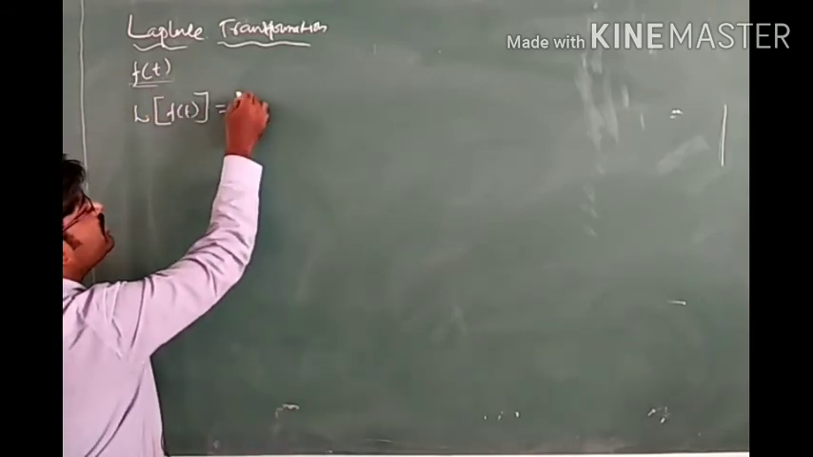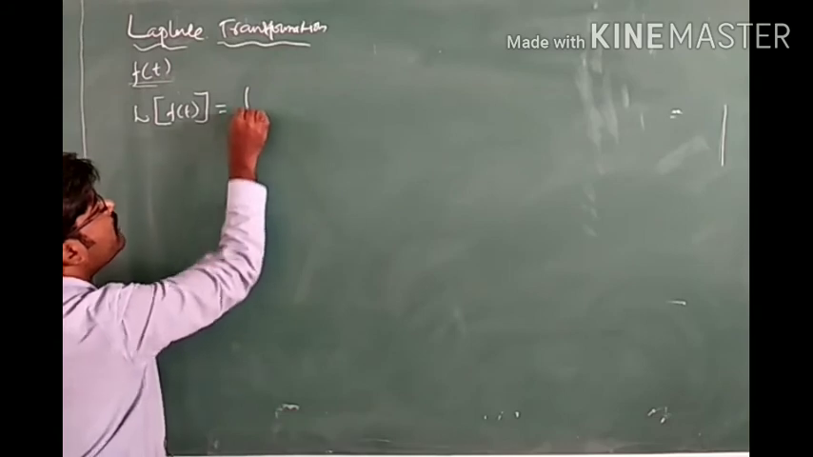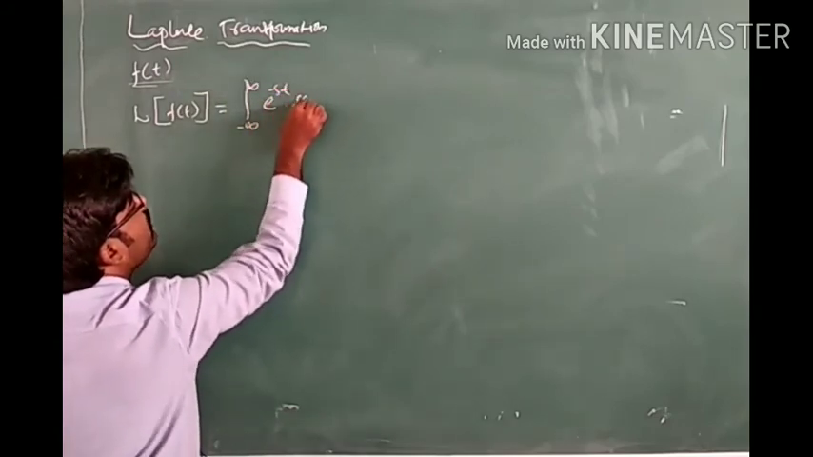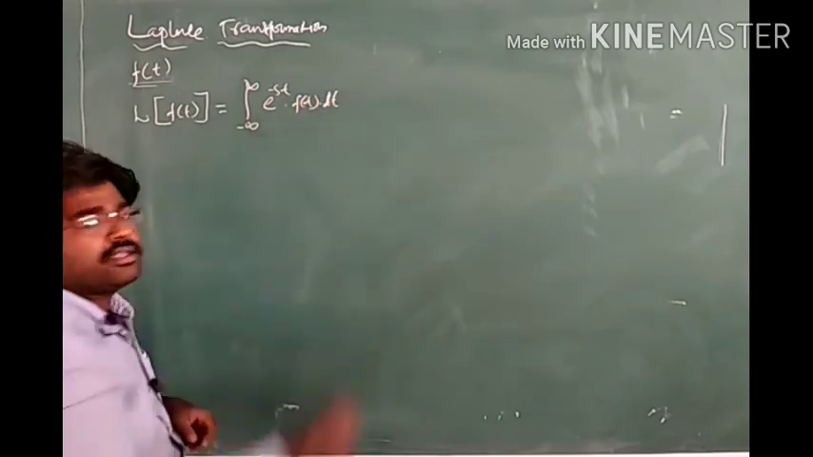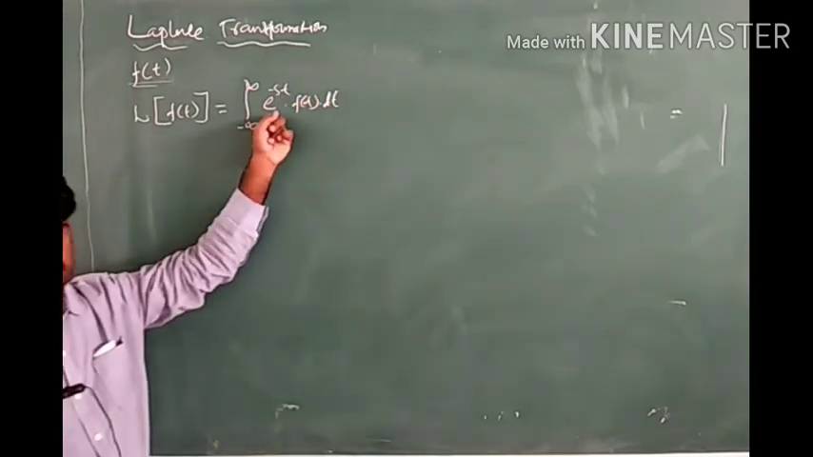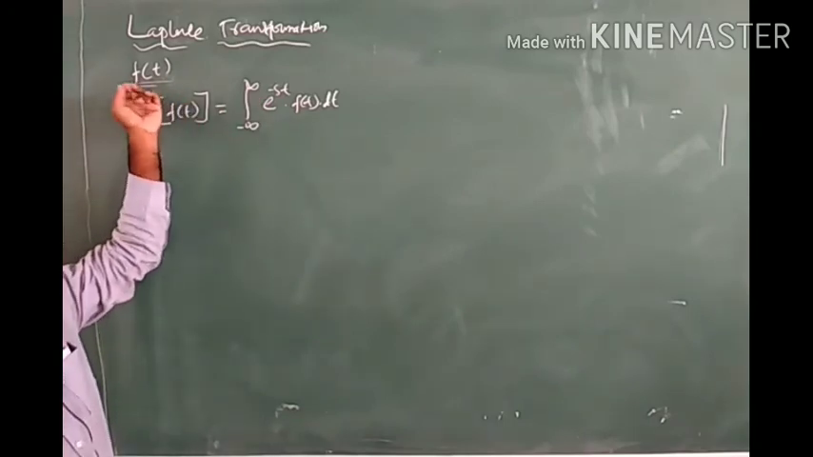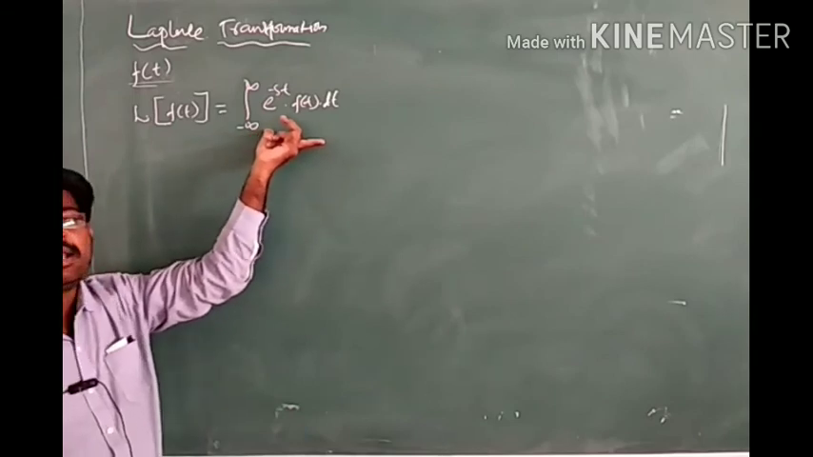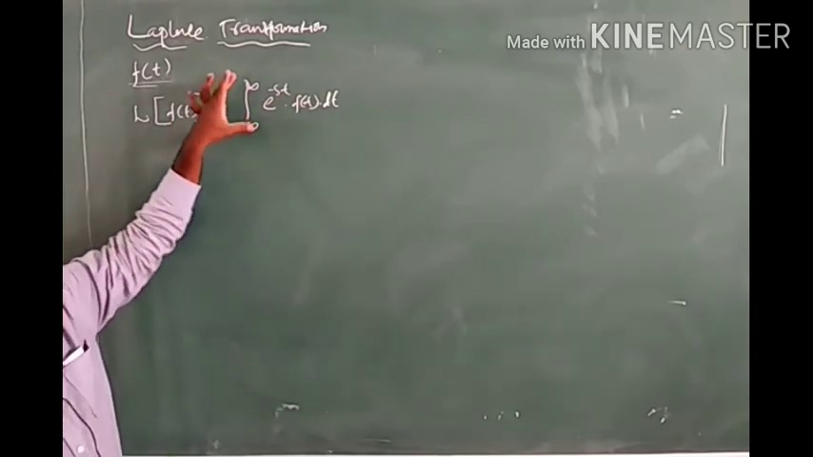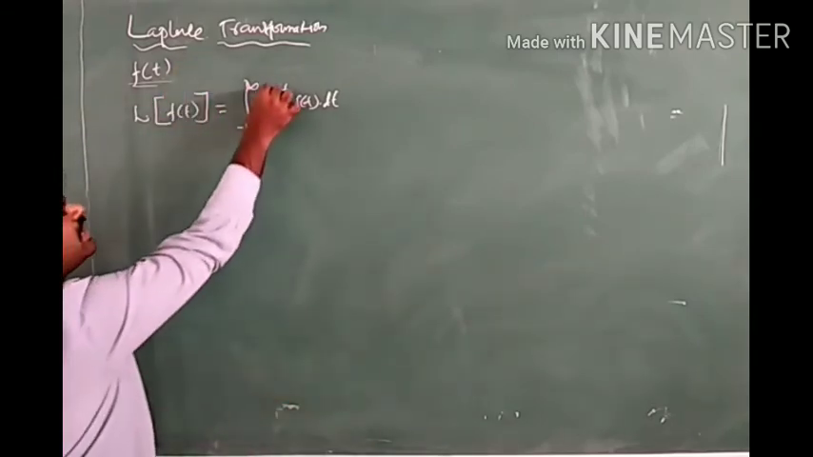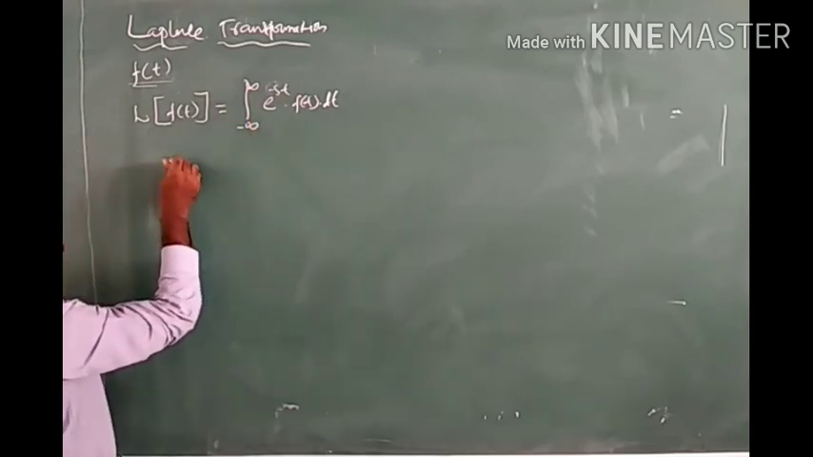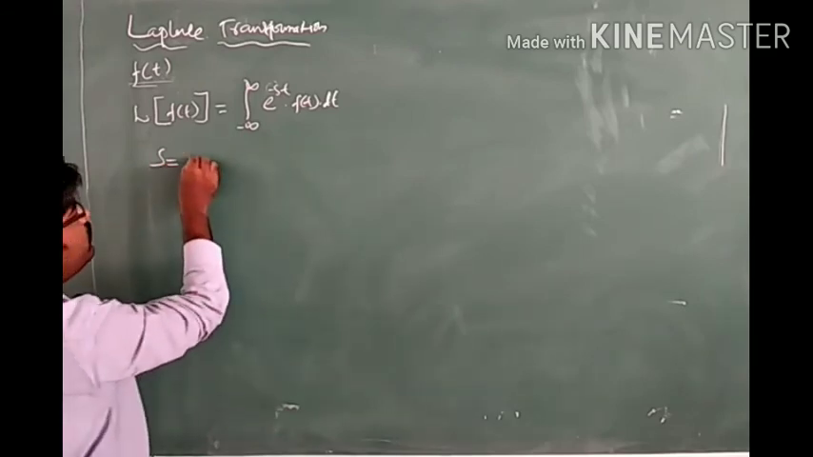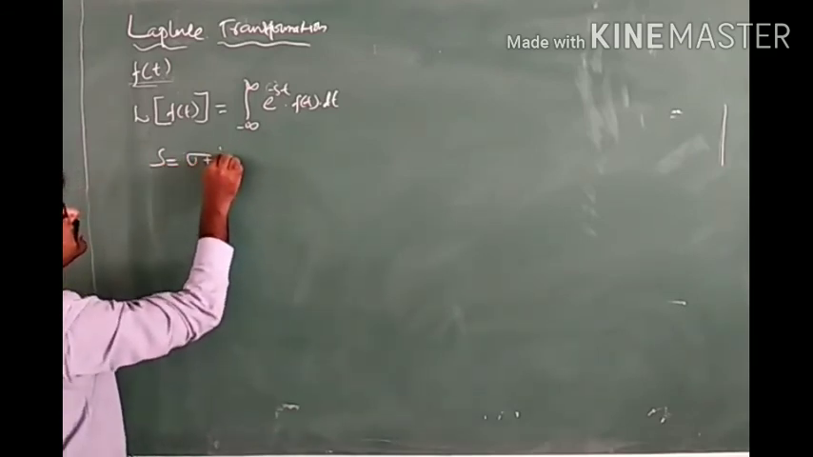This can further be written as the integration from minus infinity to infinity of e raised to minus st into f of t into dt. Okay, this is how we write the Laplace transformation equation. Given a function, we first have to write it in the Laplace form. These are the limits, minus infinity to infinity. Here s is represented as a complex variable.